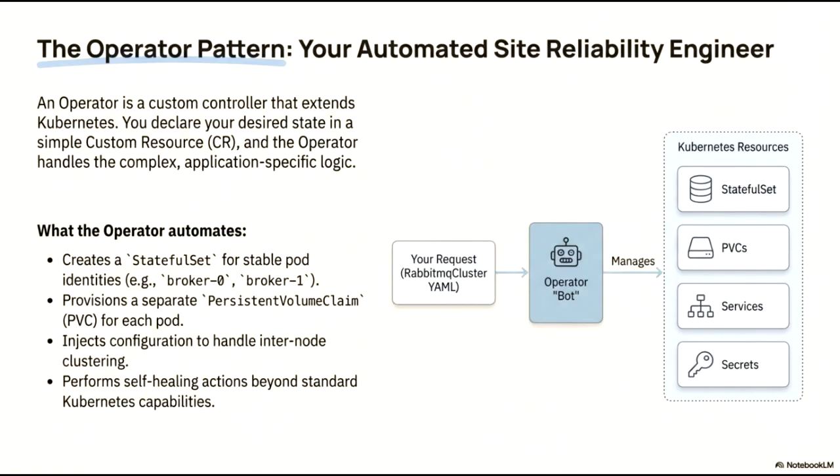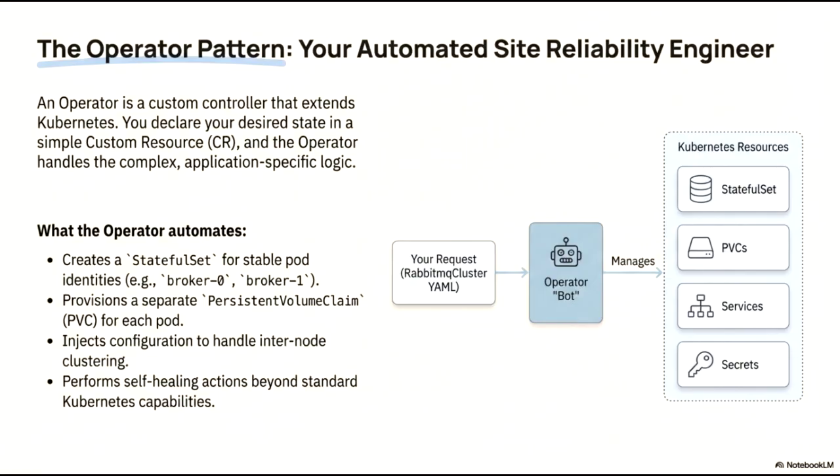At its core, an operator is a custom controller that extends the native capabilities of Kubernetes. Instead of managing complex infrastructure manually, you simply declare your desired state within a custom resource, or CR. The operator then takes over to handle all the intricate, application-specific logic required to reach and maintain that state. Looking at the workflow on the right, when you submit a request, for instance, a RabbitMQ cluster YAML file, the operator bot begins managing a suite of underlying Kubernetes resources. It automates several critical tasks that would otherwise be repetitive and error-prone.